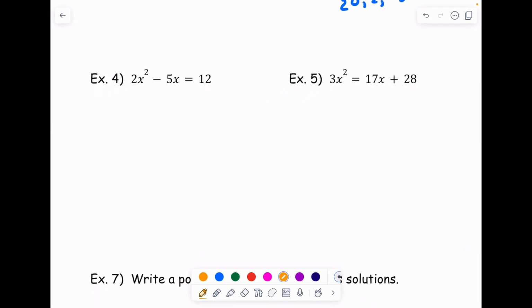Okay, Example 4 obviously has the very first problem that this is not 0. So the first thing we're going to do is make 0 on one side.